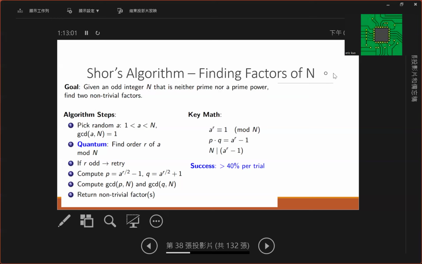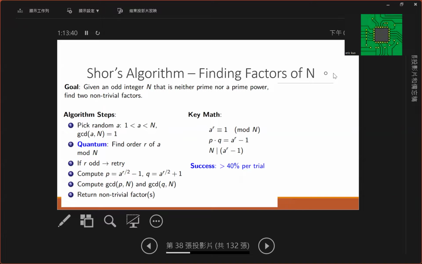If r is odd, you need to retry. Otherwise, you compute a to the r divided by 2 minus 1, and a to the r divided by 2 plus 1. And you compute the GCD of these two numbers with n. And then if you find a non-trivial factor, you check and return the non-trivial factor. And the key math is this. I will explain the detail, but under these two conditions, one can show that the success probability of this algorithm is greater than 40%. So if you fail, you just do it again. If you do it 10 times, then you get 99% success.